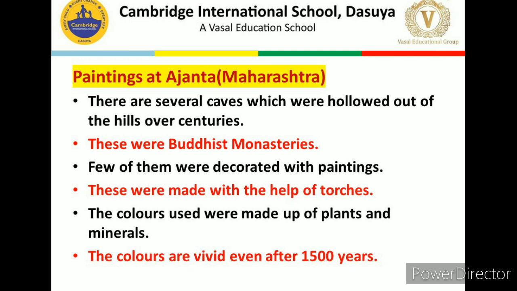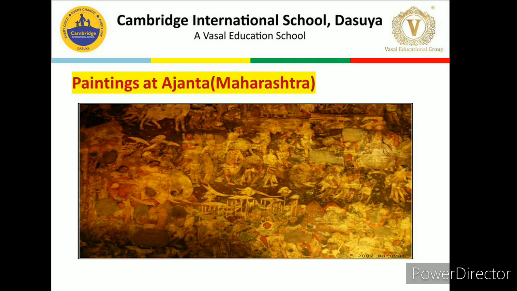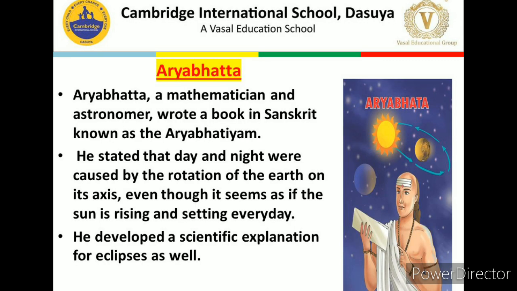The colors used were made from plants and minerals, and these colors are vivid even after 1500 years. Dear children, on your screen there is one image showing the paintings at Ajanta, and you can see how beautifully it has been made. The artists who made these paintings are still unknown. So let's move to our next topic.